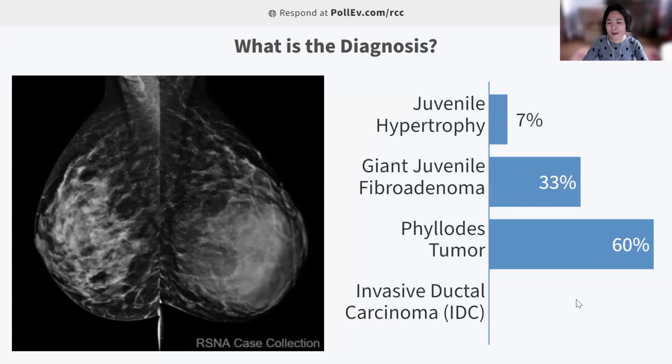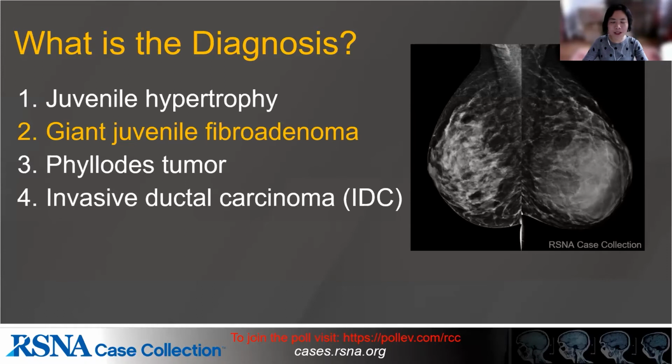And I think we can move on to the next slide. And for those of you who haven't decided, you can continue to enter your answer. So the correct answer is giant juvenile fibroadenoma.